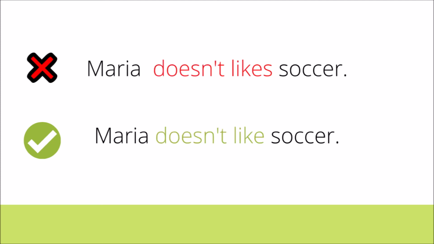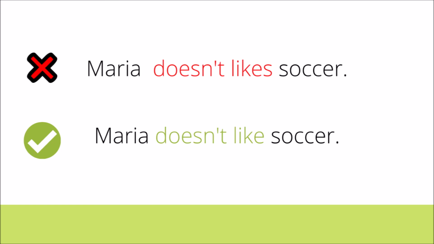Number 6, Maria doesn't like soccer. It is true that we add an S to the verb in the simple present if the subject is he, she, or it, or anything equivalent to he, she, it. So for example, Maria, which is equivalent to she. However, remember that in a negative sentence and in questions we have 2 verbs. We have the auxiliary do, and we have the main verb.